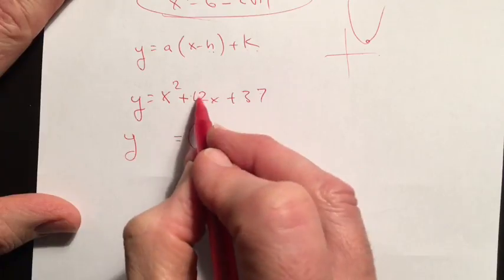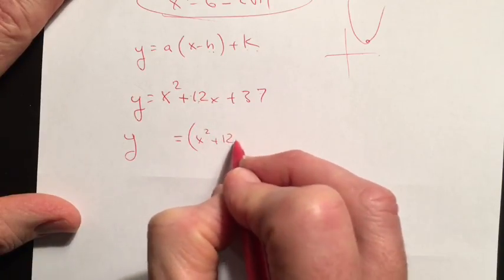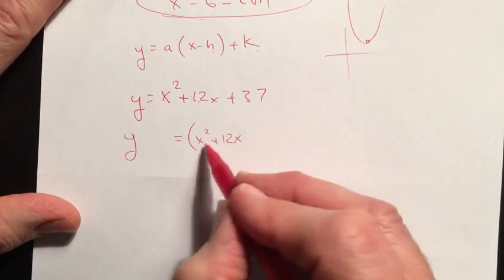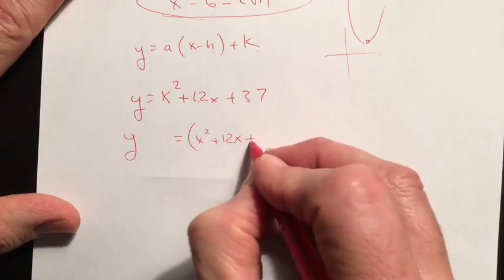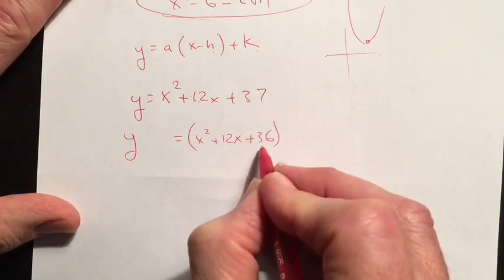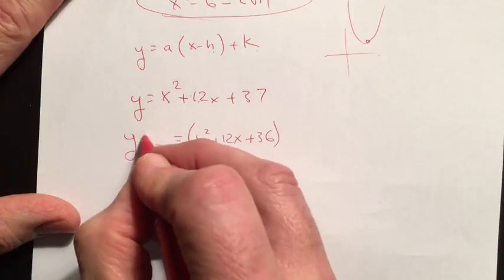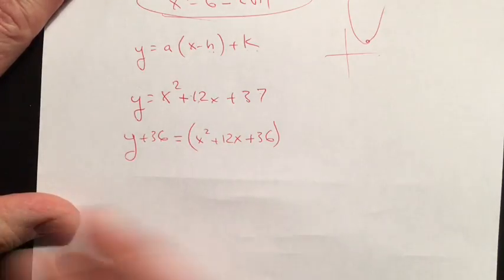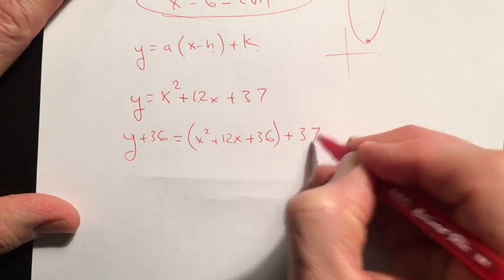Now I'm going to work on just this to complete the square. So I have x squared plus 12x. Now to complete the square, I take half of that, 6, square it, 36, and add it to this side. If I add it to the right side, I've got to add it to the left. So here's my plus 36 here. And don't forget the 37 that was already there, just bring it on down.